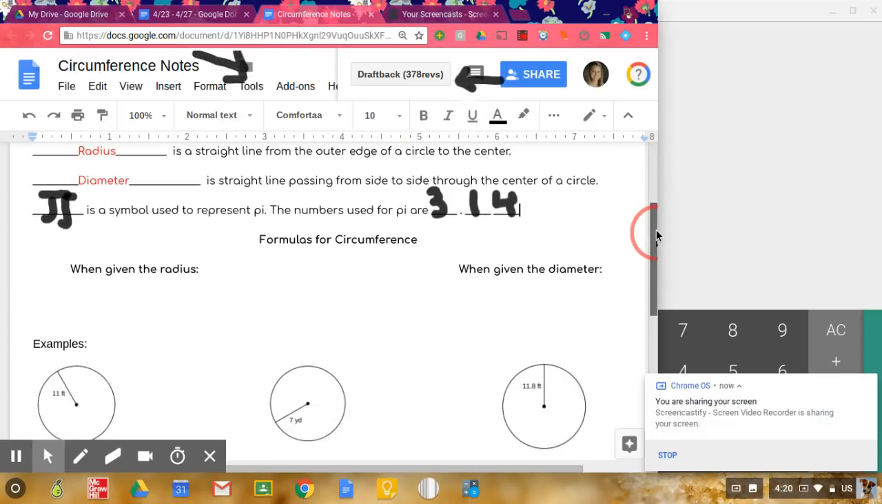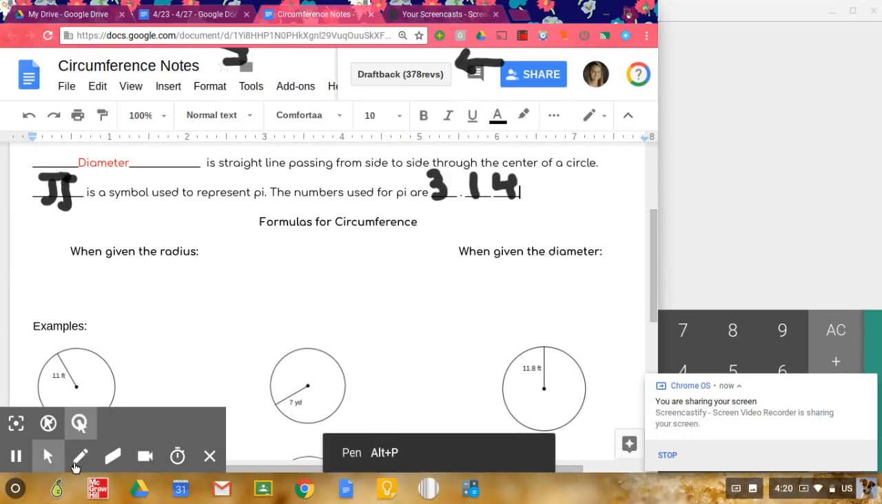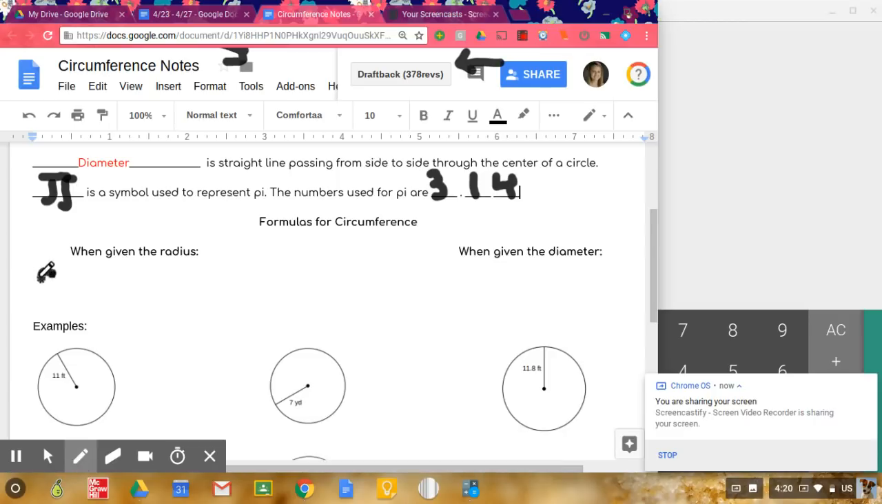So I've got the calculator pulled up on your screen. Here are our formulas. When you're given the radius, you have to use the formula circumference equals 2 times pi times r, r standing for radius. So 2 times pi, meaning 2 times 3.14, and then r for radius. Sorry, it's kind of slow to write with this. Then when you're given the diameter, it's just circumference equals diameter times pi.